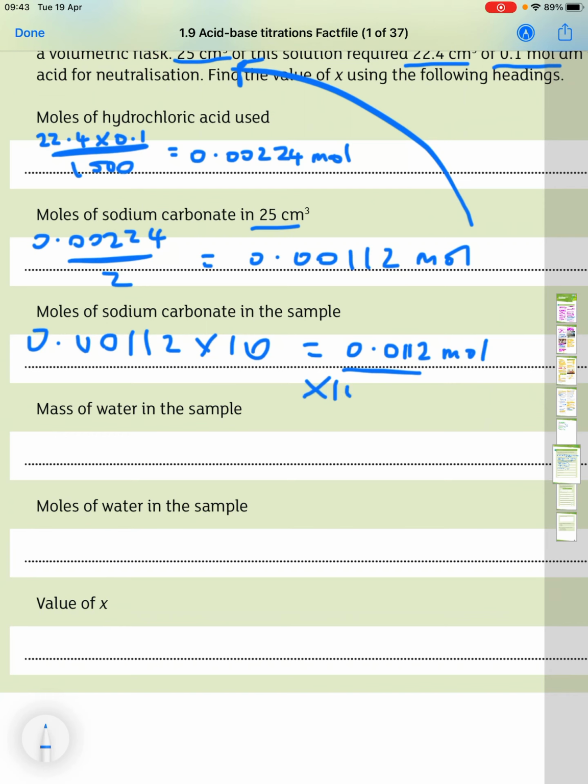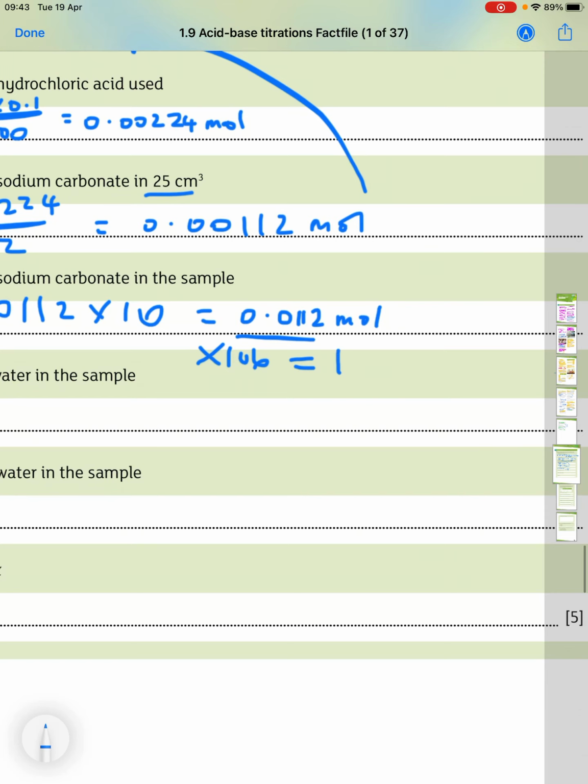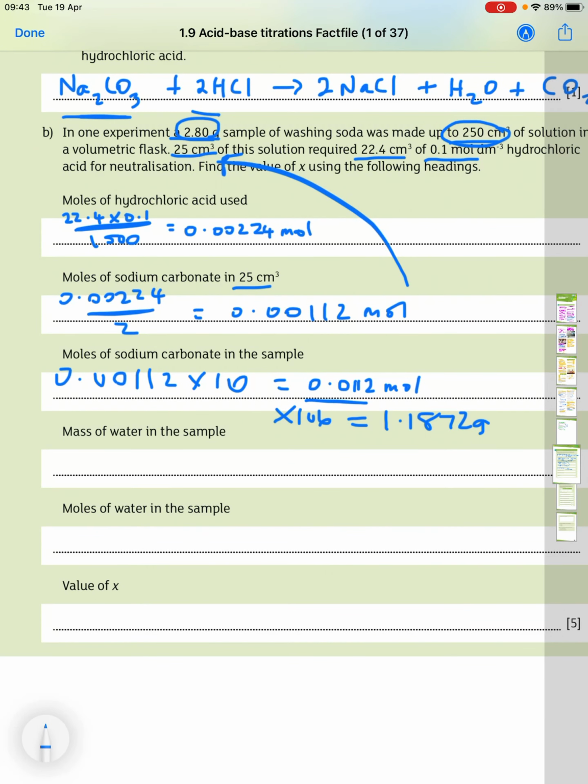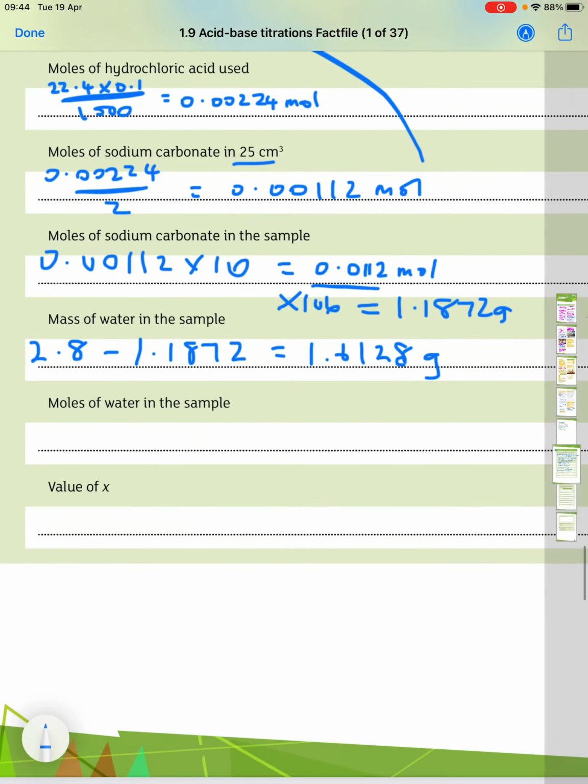Then the mass of water in the sample. We need to start by working out the mass of the sodium carbonate. So it's this number times 106, which is the formula mass of sodium carbonate, which is 1.1872 grams. We know that we had 2.8 grams to begin with, so we take that away, 1.1872, which gives us 1.6128 grams.